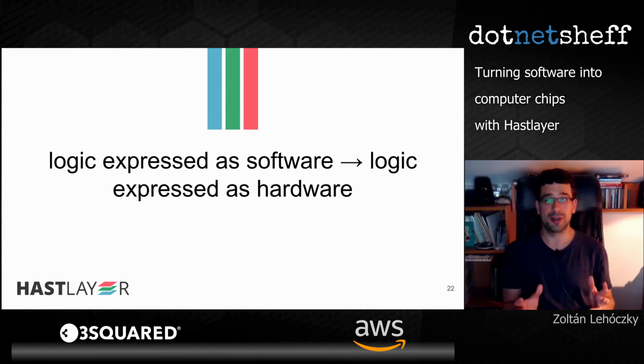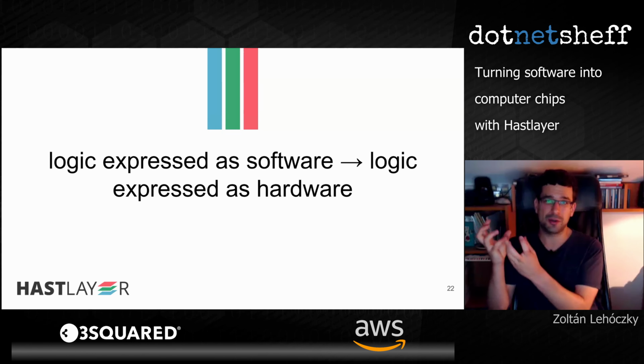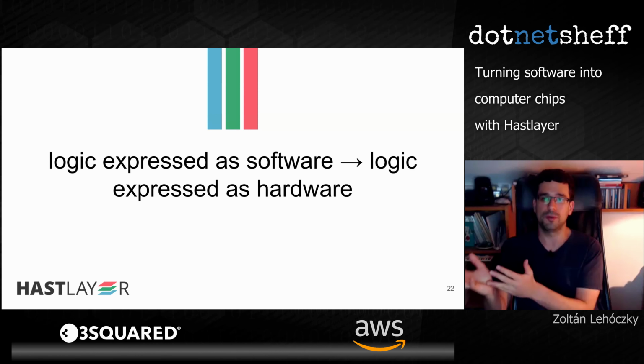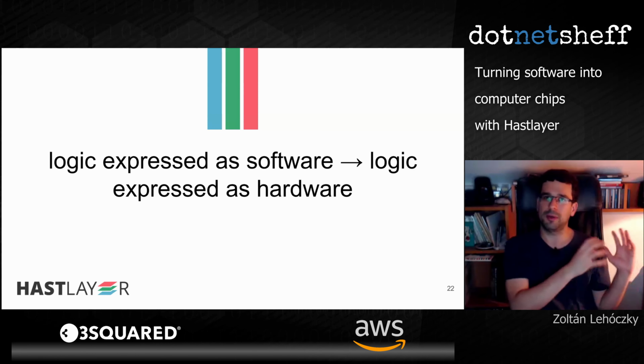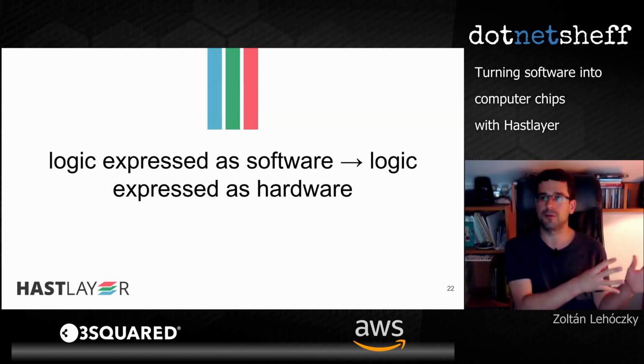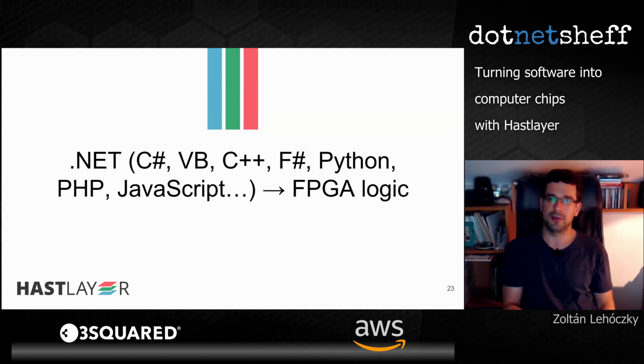Or we could also say that we try to get the logic out of a piece of software, out of a piece of code, and try to create some equivalent logic in hardware, something that computes the same thing. And of course, we are at a .NET meetup, so we are talking about .NET, not just something like C#, because what Hastlayer processes are the .NET assemblies.